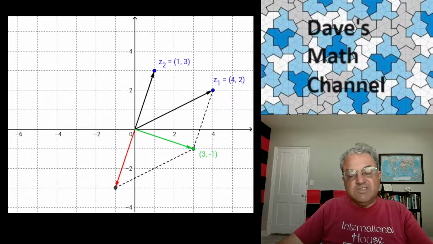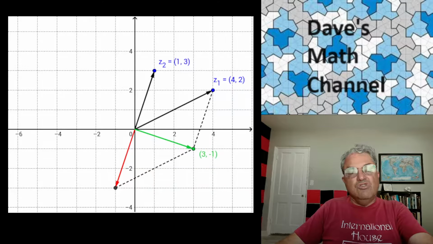So that's basically all you need to know about adding or subtracting complex numbers. Just think of them as 2D vectors.